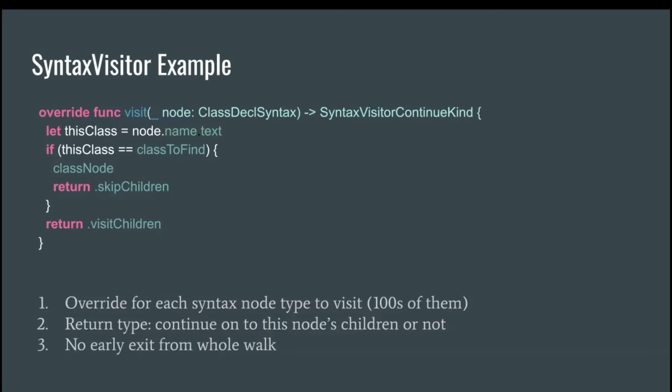And then the return here is skip children, basically saying stop walking down the tree. It doesn't stop walking the whole tree, just this particular branch. Since it's a depth first search, it'll then go to the next one. So there's not really a way to early return completely from a visitor, but you can at least make it shorter.